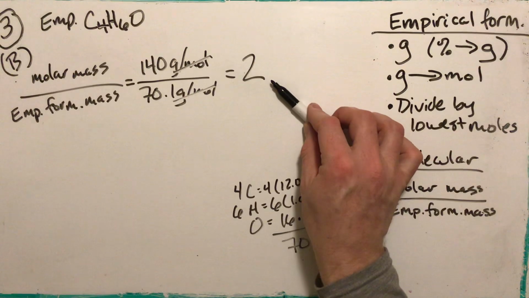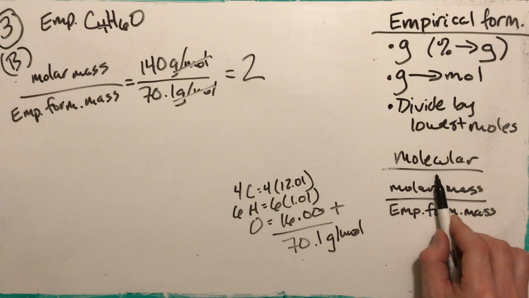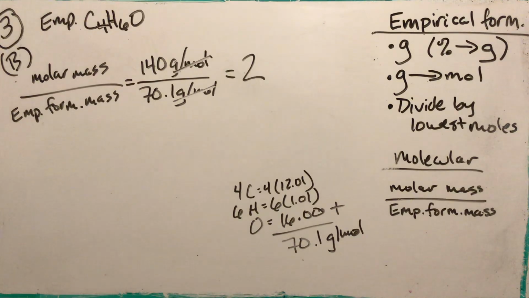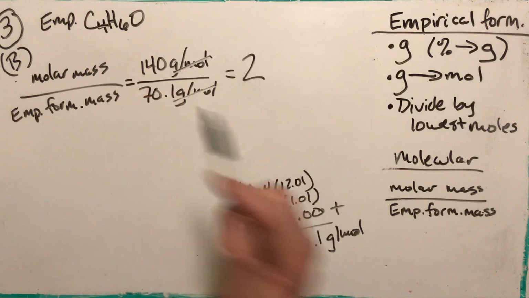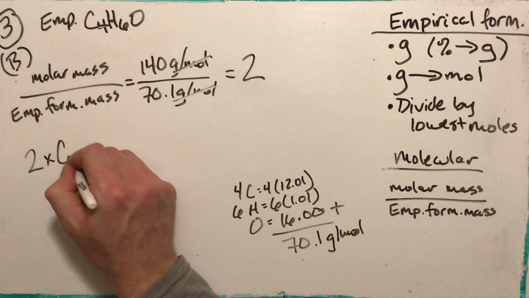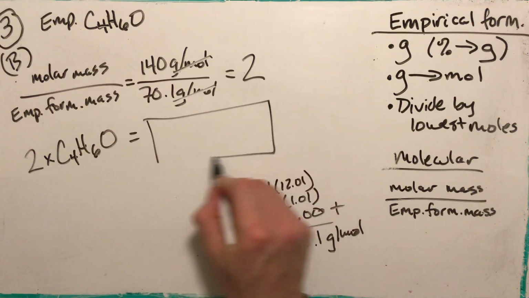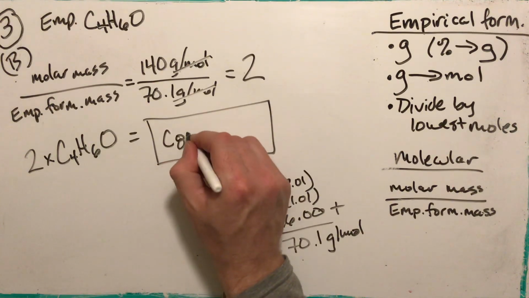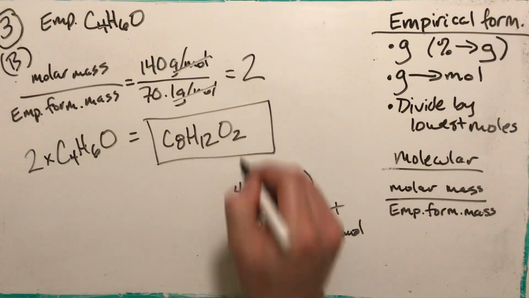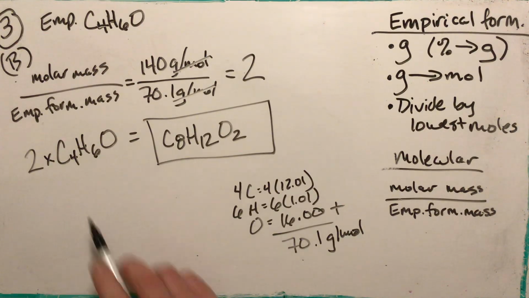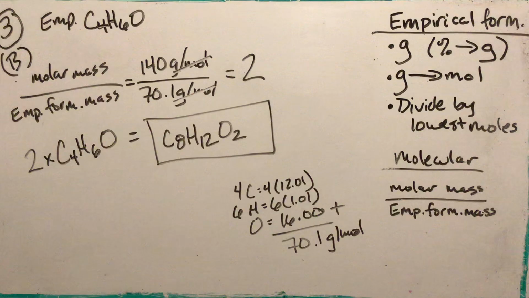Now what this number tells me is that the real thing, the molecular thing, when you ran into this at the mall, or the grocery store, wherever it happened to be, the Tim Hortons, it's twice this. So I simply go 2 times C4H6O, and my molecular is C8H12O2. Let's double that. All right. So again, pause it if you need to. Get caught up or write it down or take a look at it to understand it.